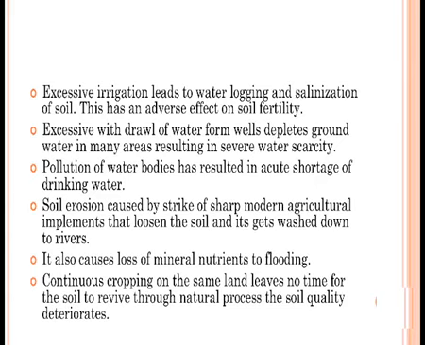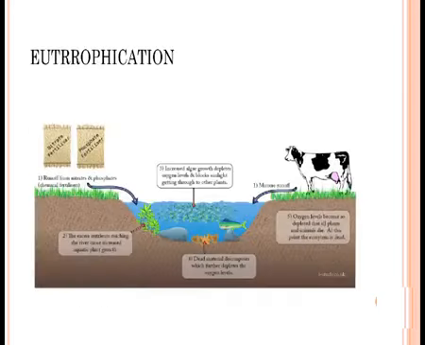It also causes loss of mineral nutrients to flooding. Continuous cropping on the same land leaves no time for the soil to revive through natural processes. The soil quality deteriorates. This is a picture of eutrophication. As I mentioned, we will take it up in detail in our next program.